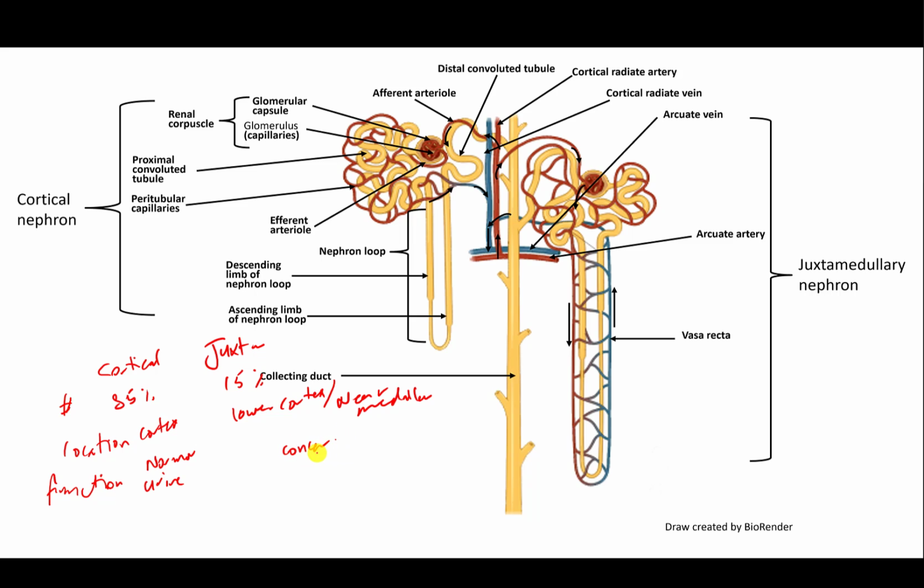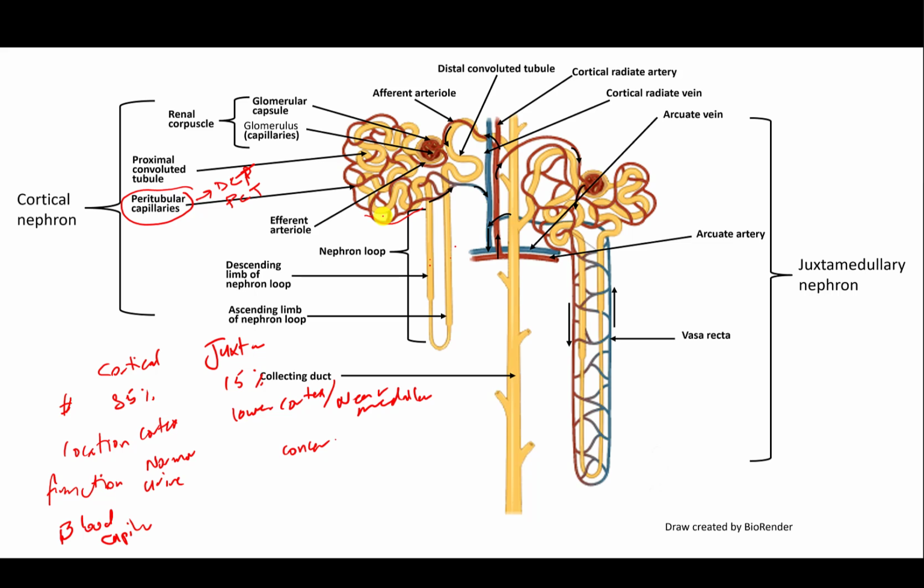And also the last difference is the blood capillaries associated with each one. For the cortical nephrons, the blood capillaries around the cortical nephron are called peritubular capillaries. And the peritubular capillaries are mainly around the DCT and the PCT. There are some on the nephron loop, but not as extensive as on the DCT and PCT.